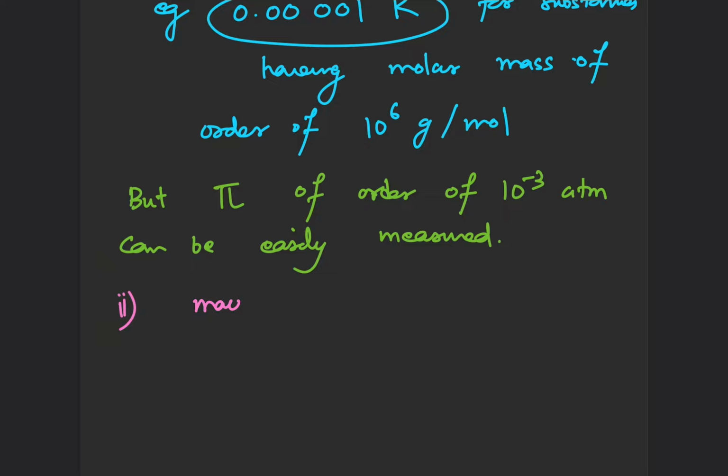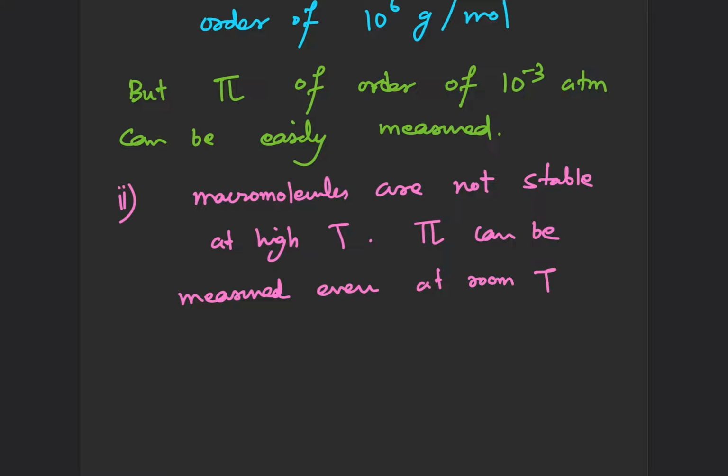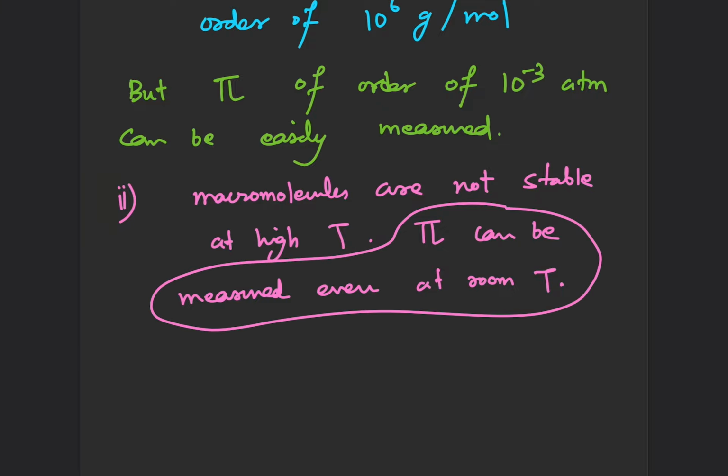So macromolecules are not stable at high temperature. Therefore, obviously, elevation in boiling point method is ruled out. But the advantage of osmotic pressure is that it can be measured even at room temperature. Pi can be measured even at room temperature, right? So therefore, we don't have to reach their boiling point. Every calculation can be made at room temperature, right?